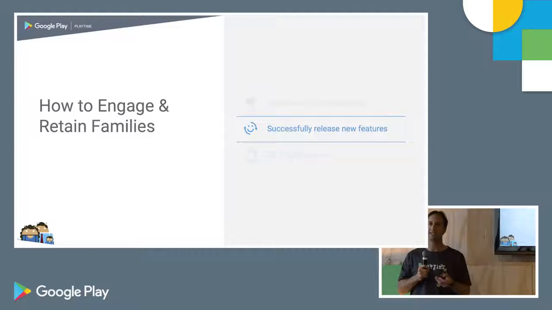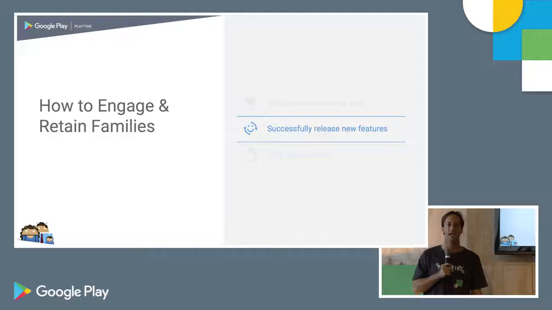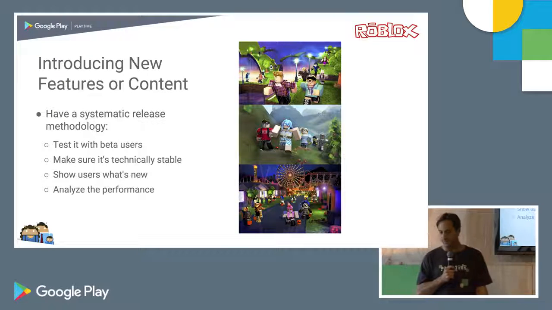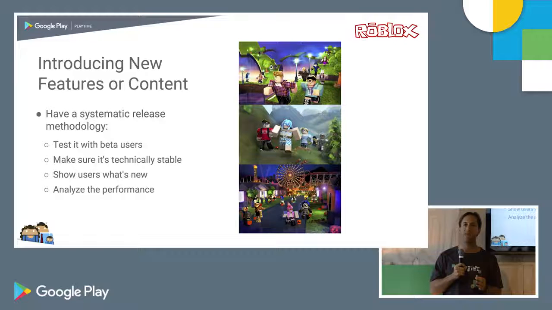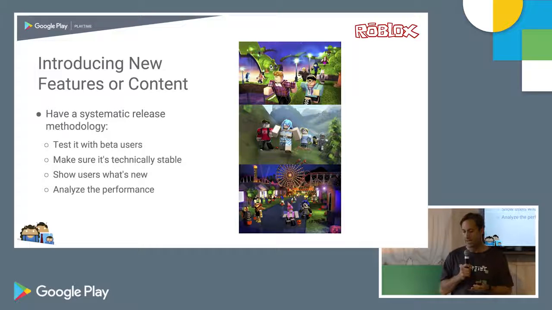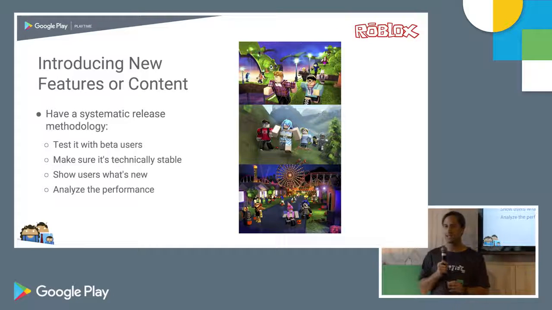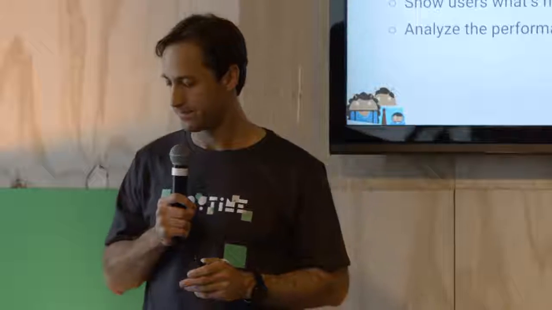Next, I would like to talk about how to engage and retain families through successfully releasing new features and content. Once again, Roblox is a great example here. They have a systematic release methodology. They test it with beta users, so making sure that you're really getting out there, testing it with the right user community that's appropriate for your ages, right? Making sure it's technically stable, show what's new, and lastly, analyze that performance.